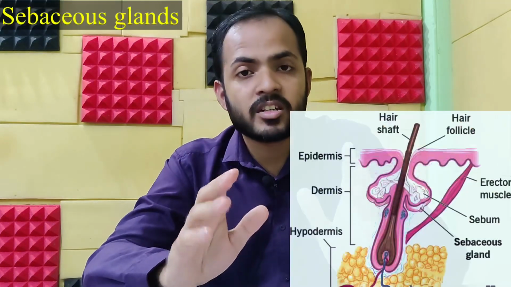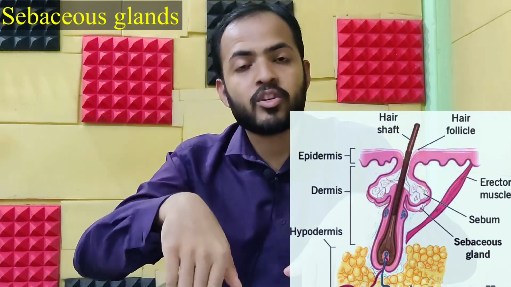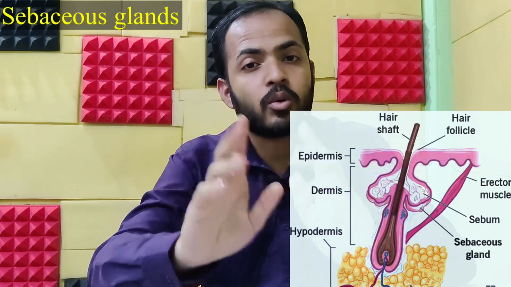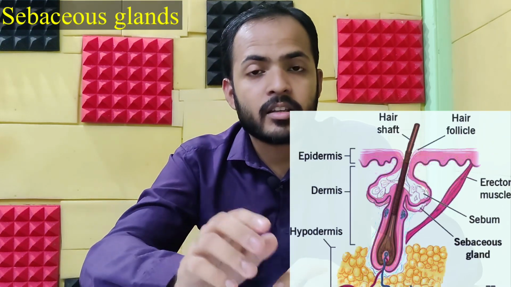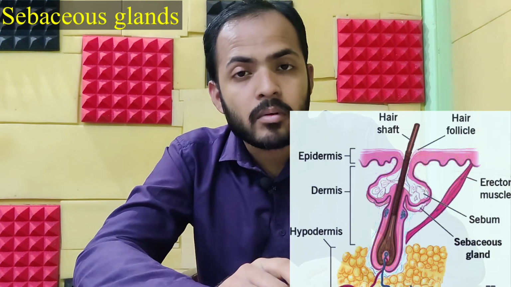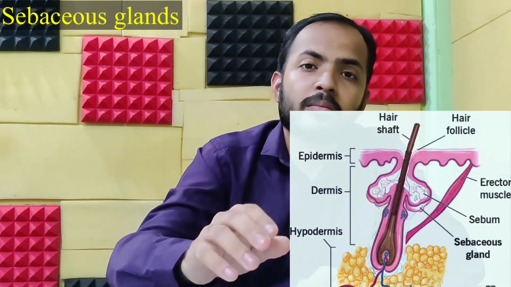The sebaceous glands are also a special type of exocrine gland, present all over the body except the palm and sole. The secretions of the sebaceous glands are oily, and we call the secretion sebum. The development process of these sebaceous glands is the same as that of eccrine and apocrine glands.